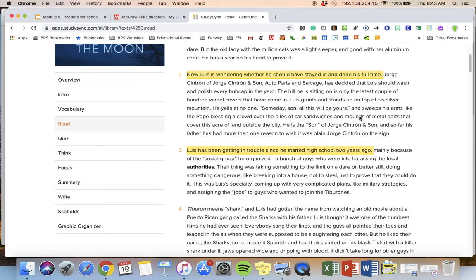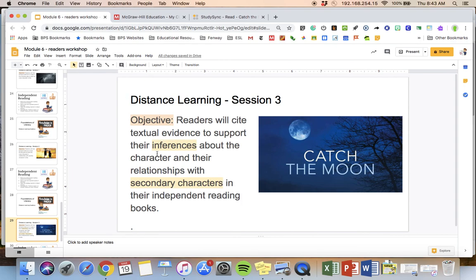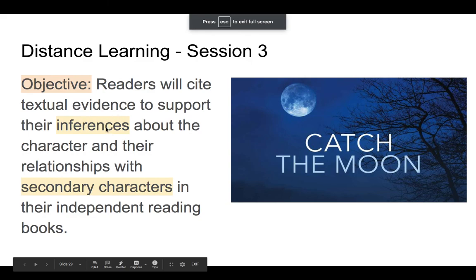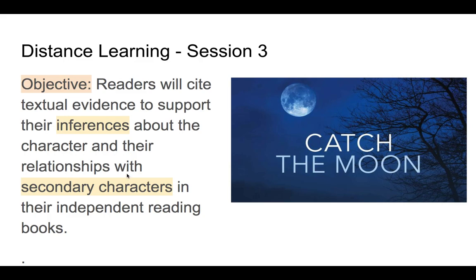Now, as I am reading, these are the things that my head is doing as I'm reading the words. My thinking brain is trying to connect these clues together, and I'm asking questions to get a deeper understanding. This is exactly what I want to see you doing when you're reading your independent reading books. Trying to figure out, what kind of inferences can you make about your character and their relationship with secondary characters using clues that you find in the book?